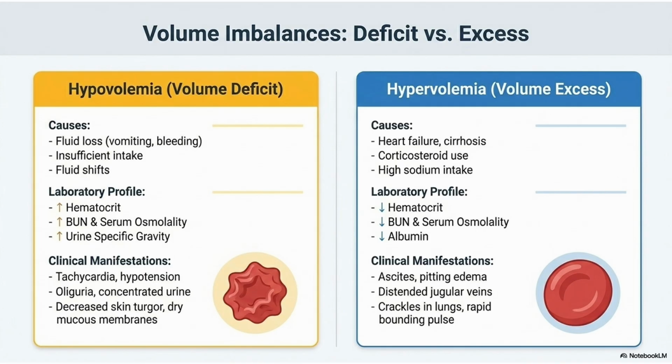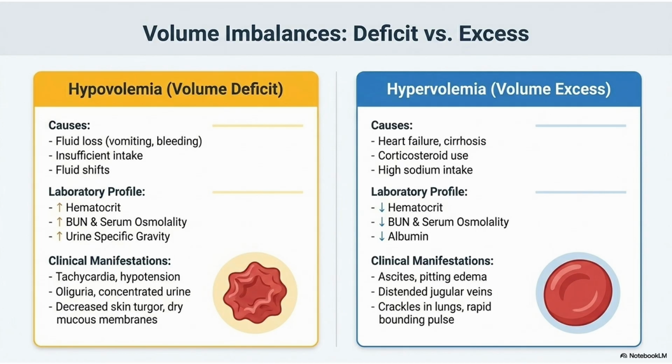Okay, so lab profile, what does it look like? Everything is going to be dilute. Decreased hematocrit in the blood, decreased BUN and serum osmolality. You're going to have decreased albumin too, because now more than likely it's the low albumin causing the fluid volume excess.